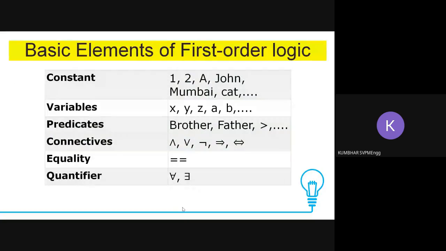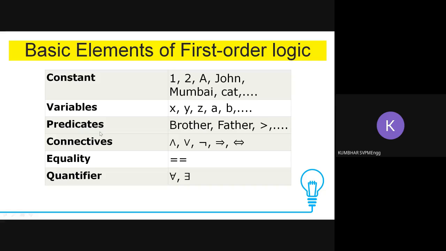Now try to recollect, with those four examples, the basic elements of first order logic. First order logic will have constants like 1, 2, A, B, C, D, some names. First order predicate logic will have variables, as we see in X, Y, Z, A, B. We can use a variable, and that variable will get assigned some value as per the logic. Then first order logic will have predicates like brother, father, likes, boy, John, smart; different predicates will be there.